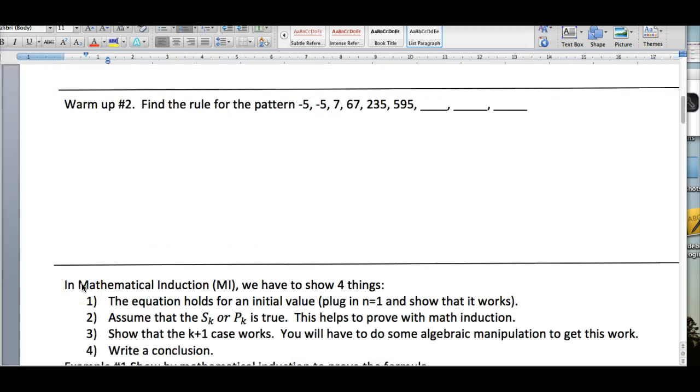Now, if we do the next warm-up, this goes back to the pattern of row differences. Why don't you try this?